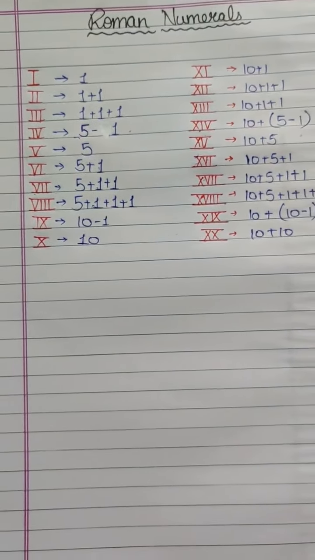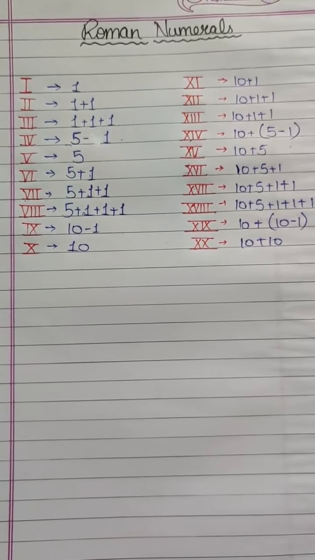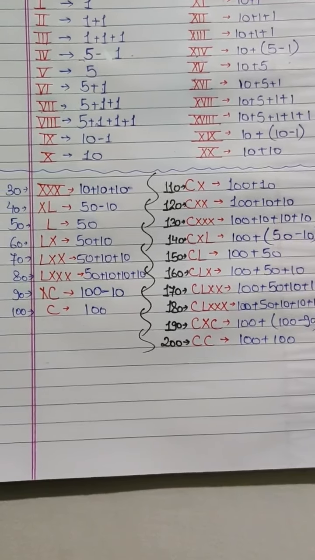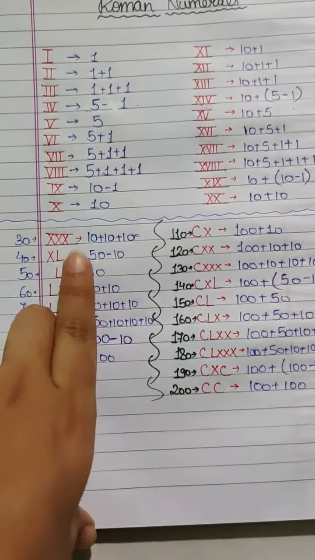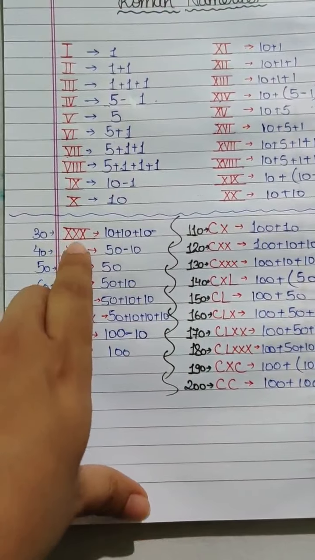So I'm going to tell you a few more numbers which you have to learn. Okay, as we can see the next one is 30, which is 10 + 10 + 10. So the symbol of 10 is this, 10 + 10 + 10.